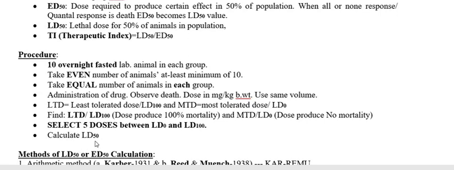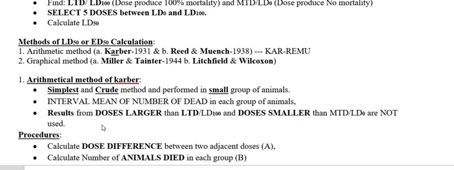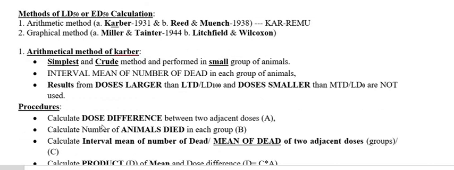So now we have to go through the scientific methods by which we are going to calculate the lethal dose of a toxicant or a poison. There are two methods through which we calculate either LD50 or ED50: the arithmetic method, and another one, the graphical method. In the graphical method, we are clearly using a graph.